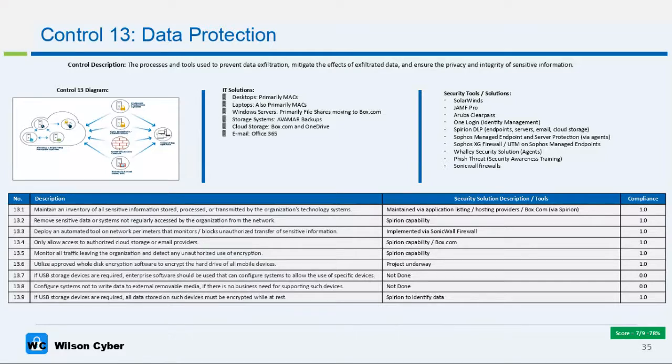Utilize approved whole disk encryption software to encrypt the hard drive of all devices. If USB storage devices are required, enterprise software should be used that can configure systems to allow the use of specific devices. Configure systems not to write to external removable media if there's no business need. And if USB storage devices are required, all data stored on such devices must be encrypted. Again, we're almost where we want to be at 78% on this particular control.